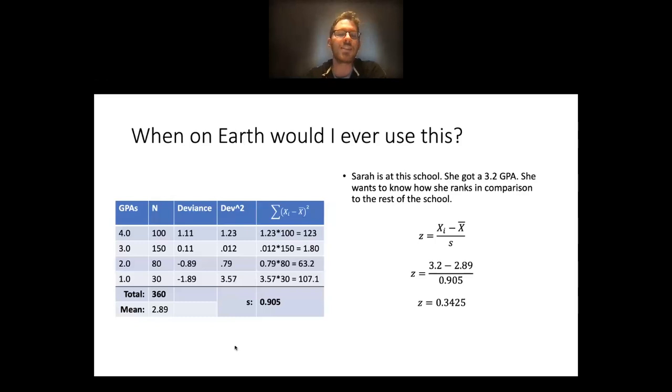Let's assume that Sarah is at the school and she got a 3.2 GPA. She wants to know how she ranks in comparison to the rest of the school. And so we're going to find her z-score. We take a 3.2 GPA, we subtract the mean, which you can see on the bottom left of the table. The mean is 2.89, and then we divide by the standard deviation. And so her z-score is 0.3425.